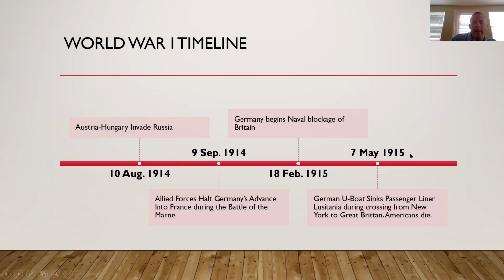Then as we move into May 1915, a German U-boat sinks a passenger liner, the Lusitania, during its crossing from New York to Great Britain. Americans die in this. So this passenger liner was traveling from New York to Great Britain when a German U-boat, which is a submarine, sinks the ship, and Americans die. President Wilson was outraged, as well as many American citizens were outraged about this.